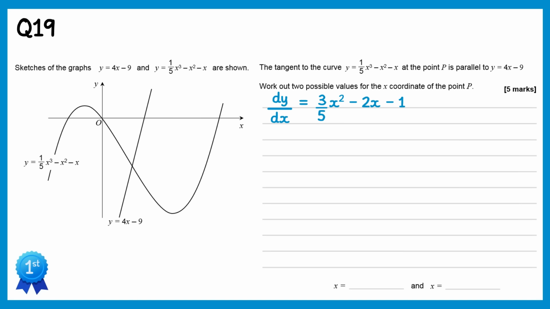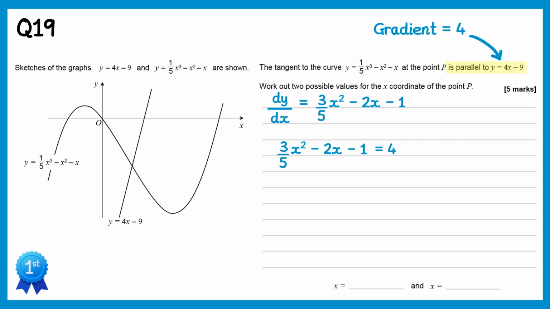In the question we're told that this tangent is going to be parallel to the line y equals 4x minus 9. The gradient of this line is 4, since it has 4 before the x. So we need to set our gradient function equal to 4. We need to rearrange this in order to solve it.